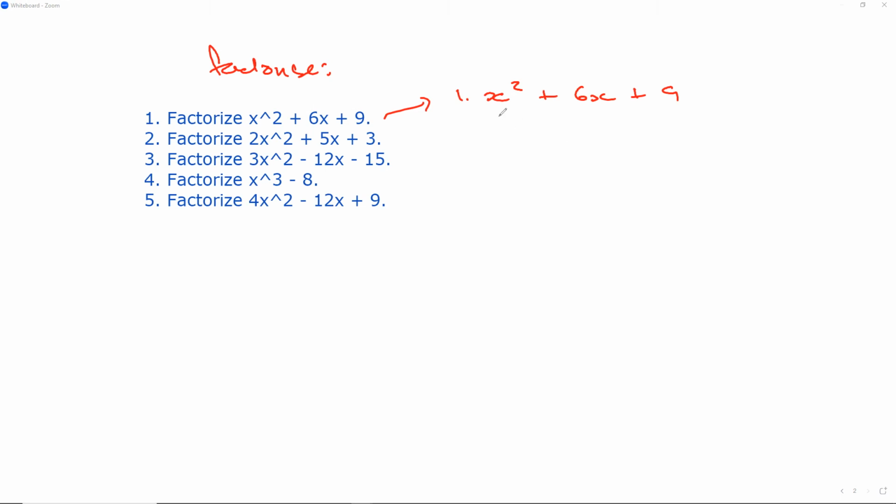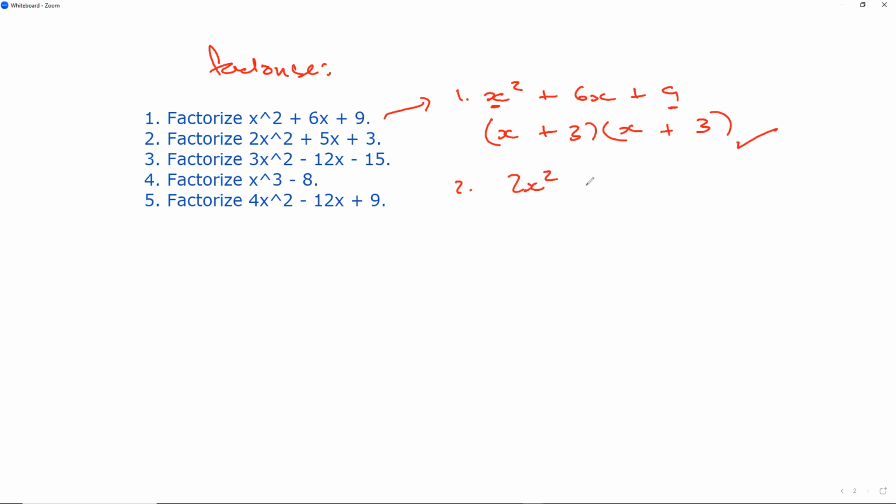So I'm going to introduce two brackets, and I know that this is going to be x times x. That's going to get me my x squared term. 3 times 3, and that's going to get me 9. And plus, because everything is plus. And so this is factorized and done.